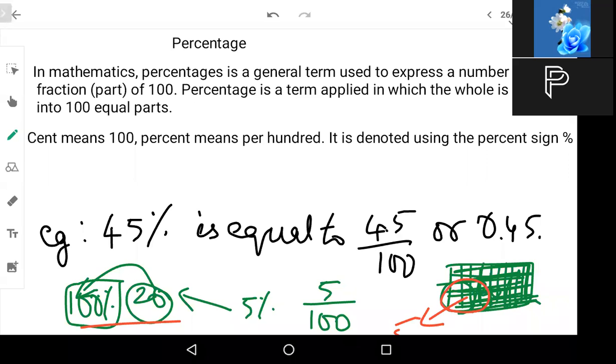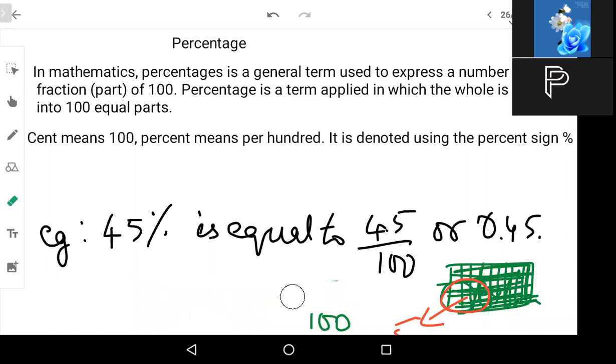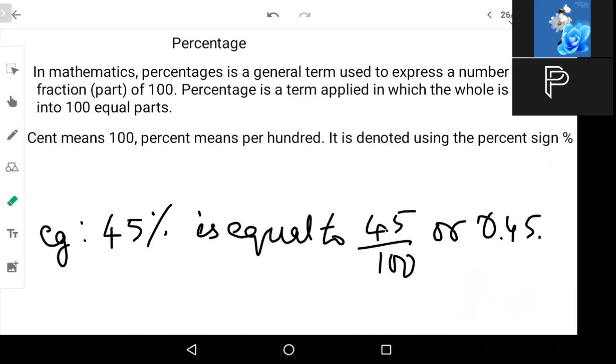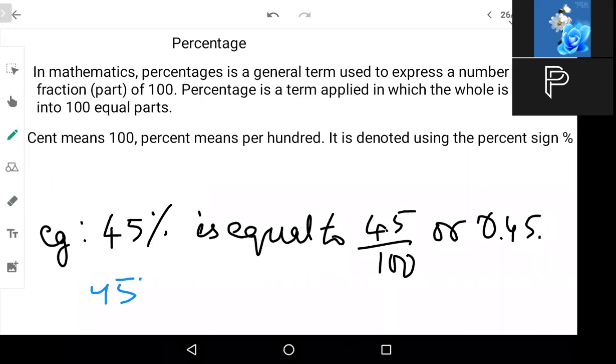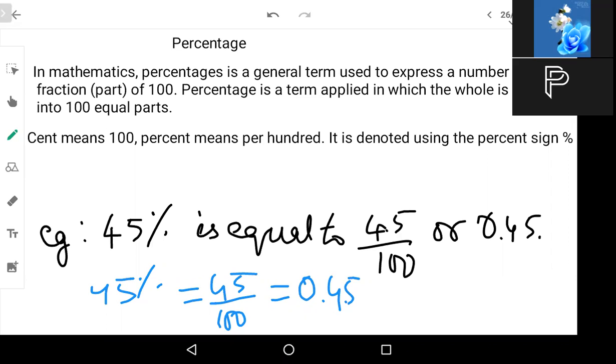You have been learning percentage from the school level. So whenever they give you a number and say percentage, in such a scenario, what do you do? Here you have 45%. Now 45%, how do you represent? 45 by 100. Now when you divide 45 by 100, you get 0.45. The places will get shifted.